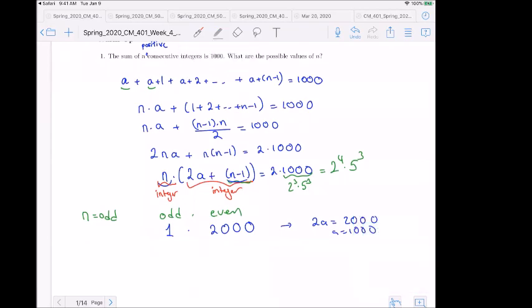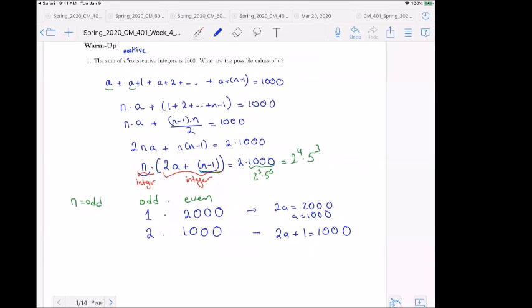Now, let's say, in this case here, n is an even number. Let's say n is 2, right? If n is 2, then I know that here is going to be 1,000. So that means we will have 2a plus 1 is going to be 1,000. But we can see that this is not possible, right? Because 2a has to be an even number for a to be an integer. So we know that that's not going to work, okay? Is that okay? I hope that makes sense.